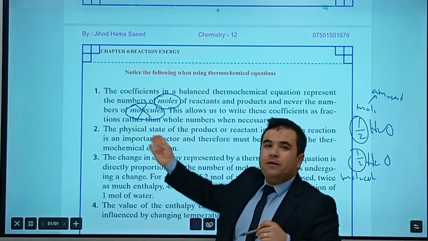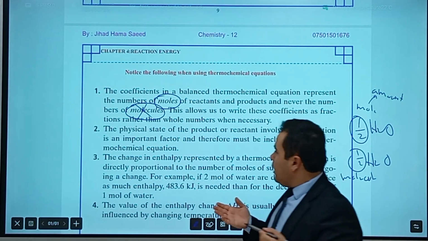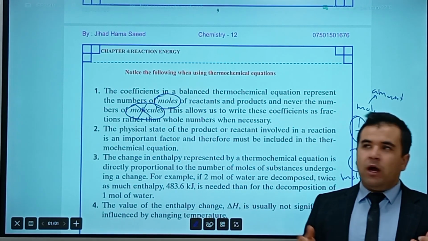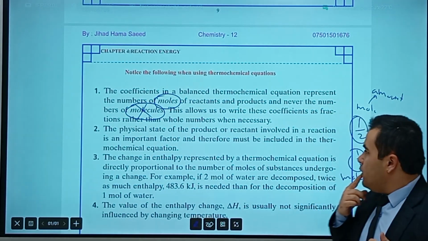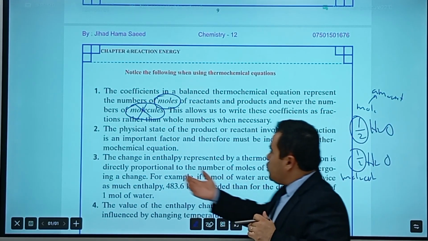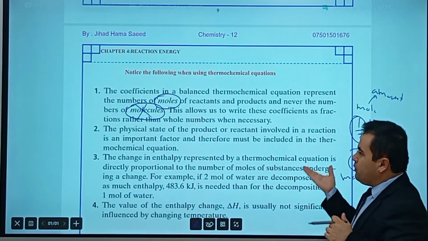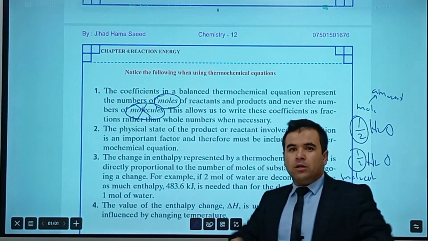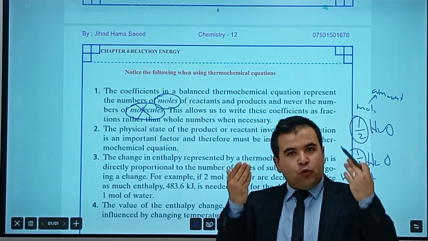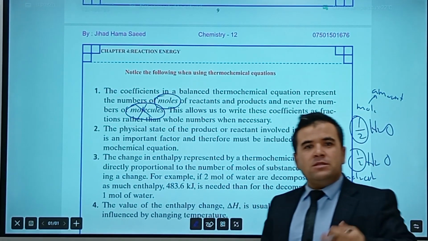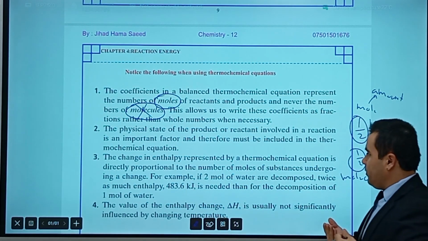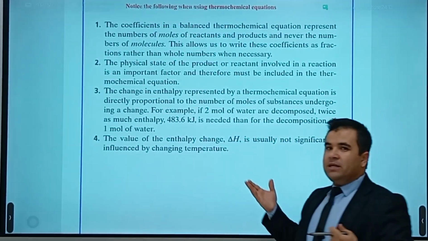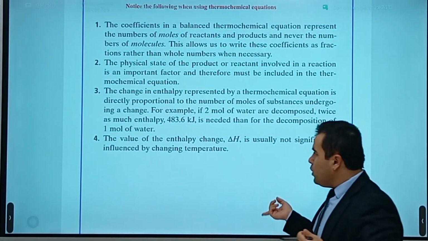The second one said the physical state must be mentioned. We talked about that. Physical state plays an important role in determining the enthalpy. Why? Because for different physical states, there will be different enthalpies. The change in enthalpy represented by a thermochemical equation is directly proportional to the amount in moles of reactant and product. As the amount of reactant and product increases, there will be more enthalpy. As it decreases, there will be a lower enthalpy. We talked about that. And the last one said the enthalpy is not influenced by the temperature.